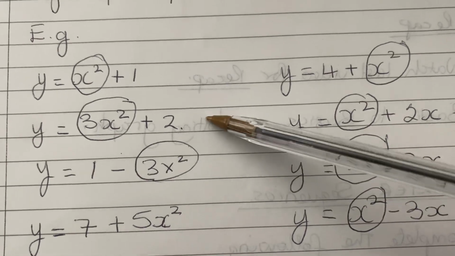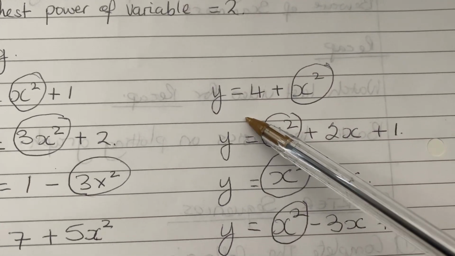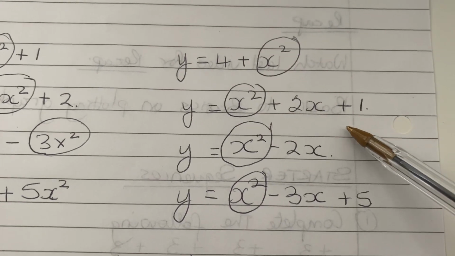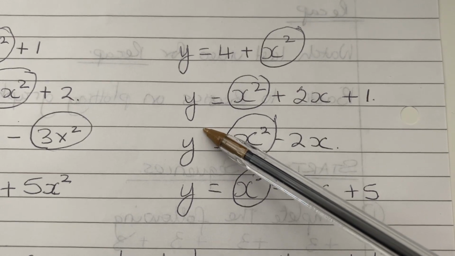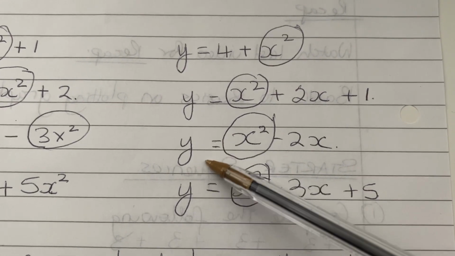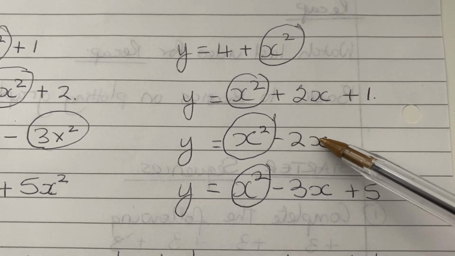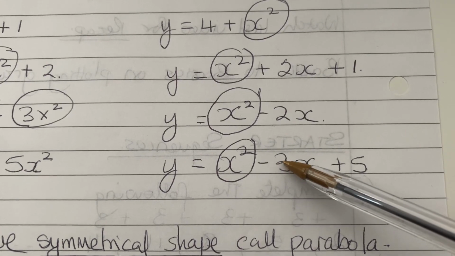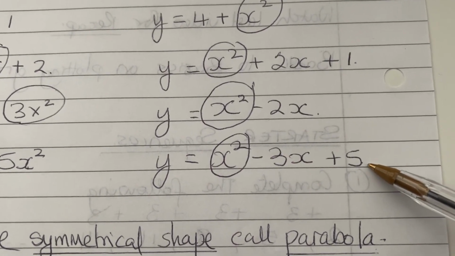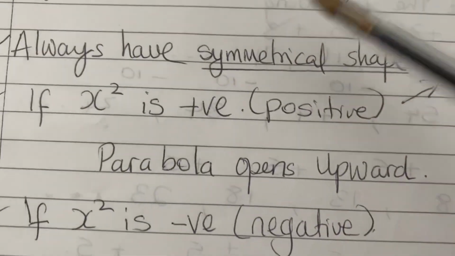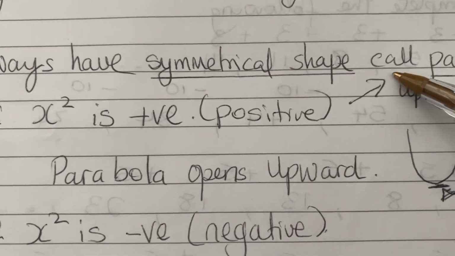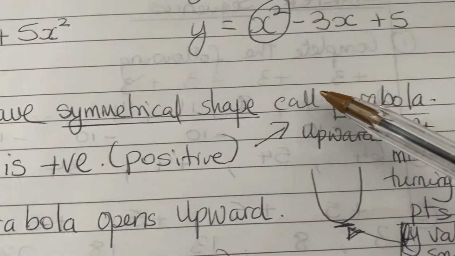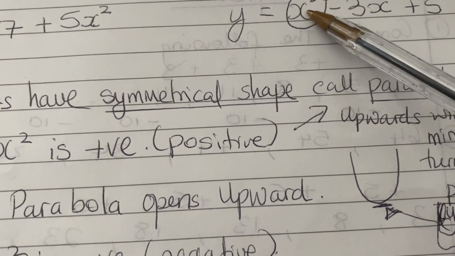y equals 4 plus x squared. x squared plus 2x plus 1 equals y. y equals x squared minus 2x. y equals x squared minus 3x plus 5. Okay. They always have a symmetrical shape called a parabola. So the x squared graphs have symmetrical shapes.